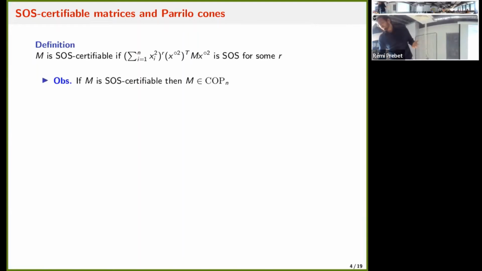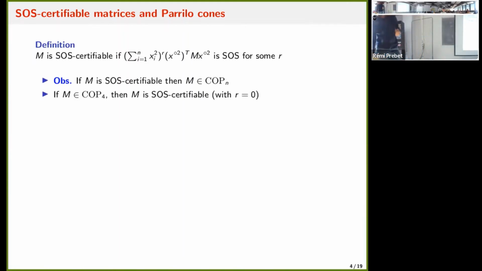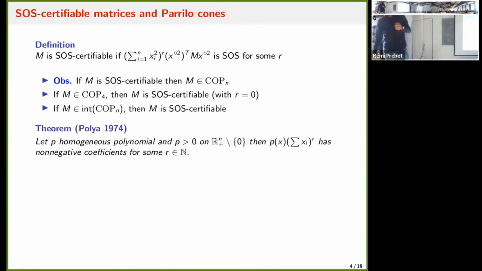By the same argument as in the previous slide, if M is SOS certifiable, then M is copositive. Because if M is SOS certifiable, then this polynomial is a sum of squares, and the first factor is positive except at 0. It's positive, so it implies the second one should be non-negative, so the matrix is copositive. So we know that if a matrix is a 4 by 4 copositive matrix, then it's SOS certifiable because it's already a sum of squares with r equals 0.